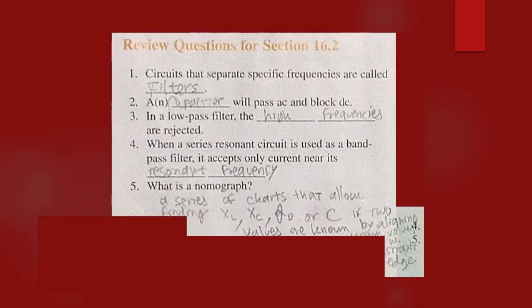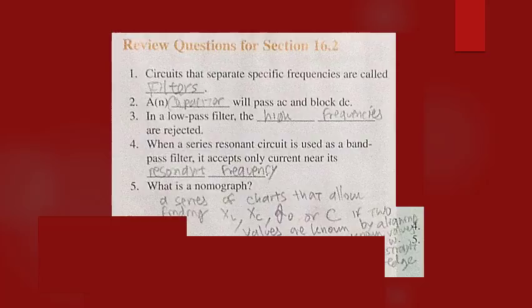Number one, circuits that separate specific frequencies are called filters. Number two, a capacitor will pass AC and block DC. Number three, a low pass filter: in a low pass filter, high frequencies are rejected. Number four, when a series resonant circuit is used as a band pass filter, it accepts only currents near its resonant frequency.